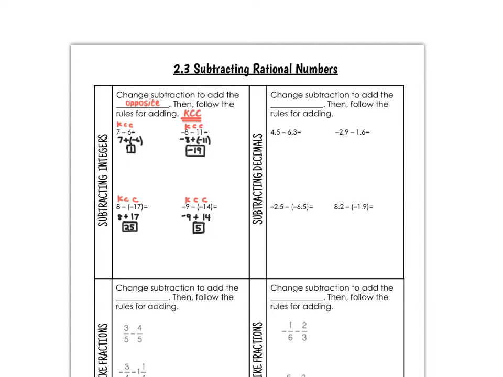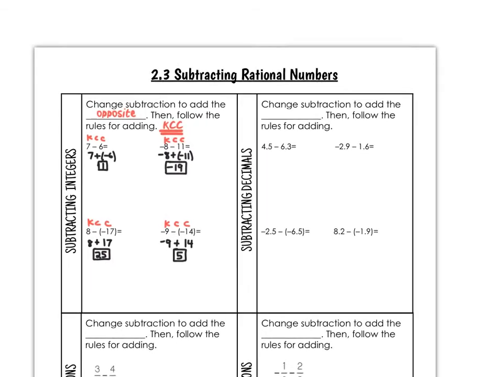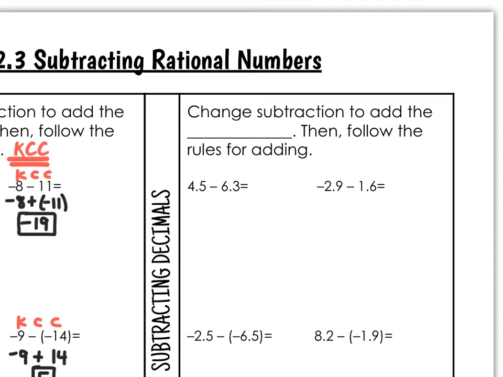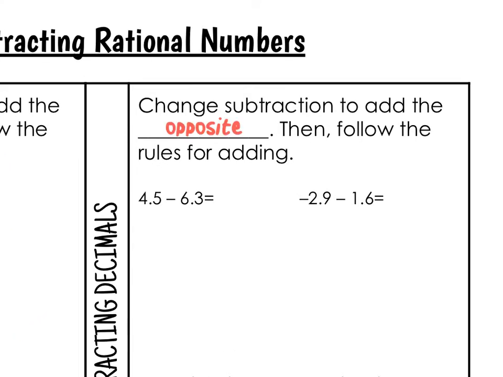So now let's take a look at the next section where we're going to be subtracting decimals. And if you're thinking, are we going to write the same things in the blanks? You are correct. So at the top, it's going to say you change the subtraction to add the opposite, then follow the rules for adding. So again, we're going to do keep, change, change when we see subtraction.